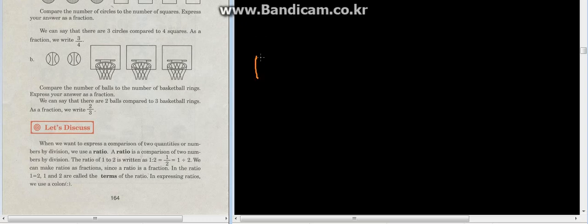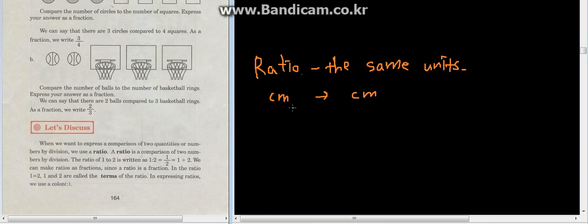In ratio, two quantities should have the same units. If you want to compare centimeters to other quantities, the other quantities should have centimeters also. For example, if you want to compare 7 centimeters to something, it should have centimeters. Then let me give you an example.